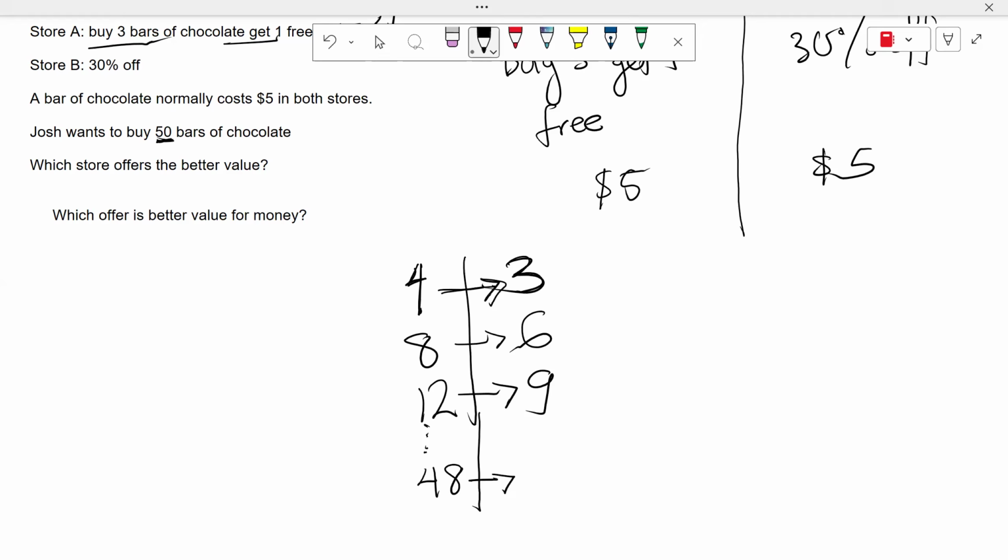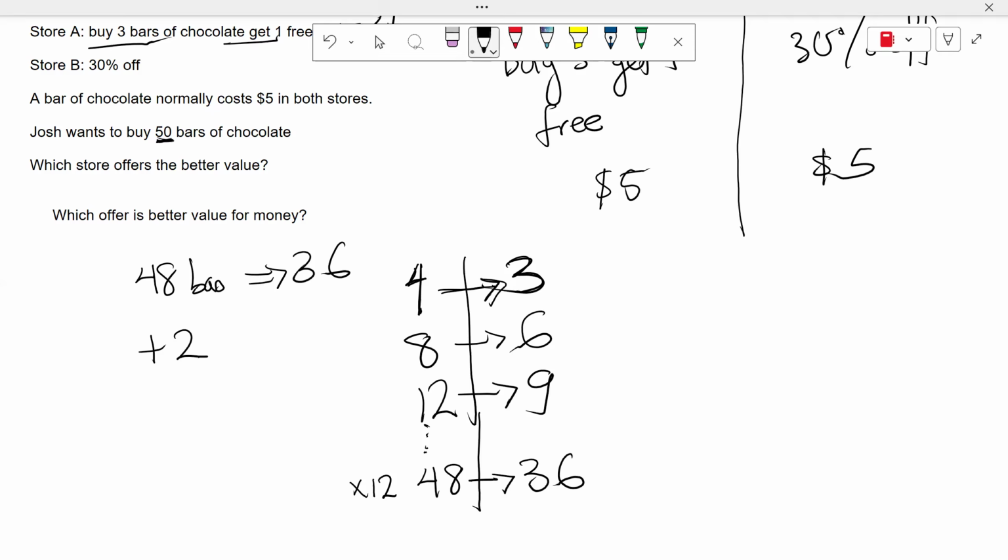So what's 48 divided by 4? That's 12. Multiplying here, 12 for the value of 36. So I'm getting 48 chocolate bars for the value of 36, and then I'll just get 2 extra bars to make everything 50. I'm getting 48 bars for the value of 36 bars, then 2 extra bars to make it 50.